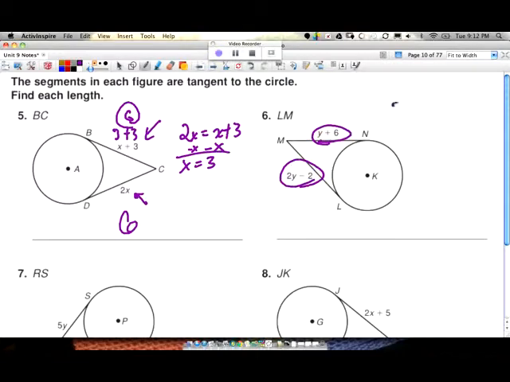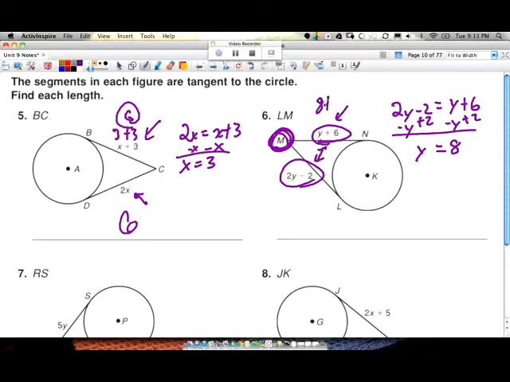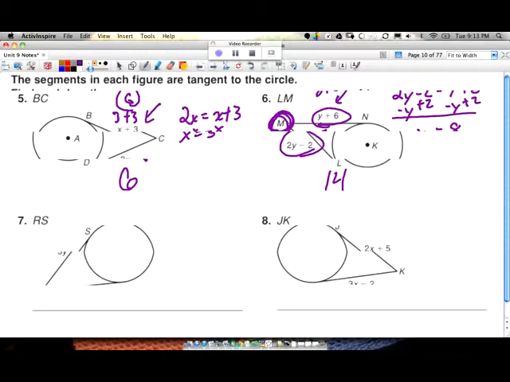LM, we got y plus 6 and 2y minus 2. Again, very easy algebra here. We just set them equal to each other because they're both tangent and they both connect at the same point. Add 2 to both sides, subtract y from both sides. We'll have y equals 8. Okay, so y equals 8, and it's asking for LM, which would be this one, but it doesn't matter which one I plug in because they're both the same, so I'm going to plug it into this one because that one looks easier. 8 plus 6 is 14, so it's 14.